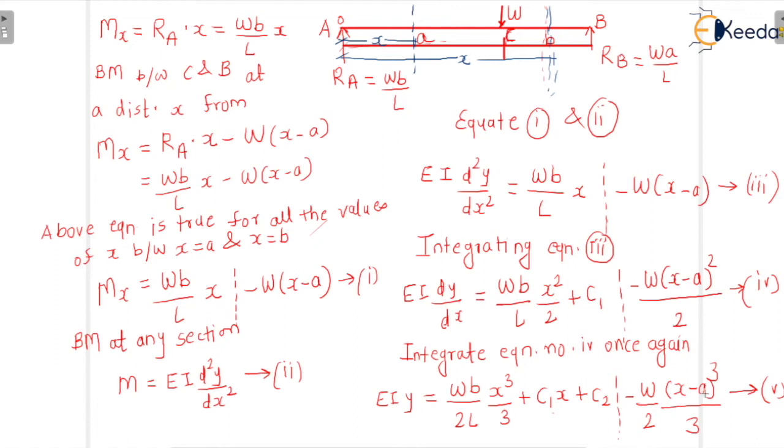Here you also have to remember how we have integrated it: we are integrating the whole bracketed term. This type of integration is justified because the constants of integration C1 and C2 are valid for all values of x. Now the values of C1 and C2 we need to calculate using boundary conditions. So let's go to the next page.